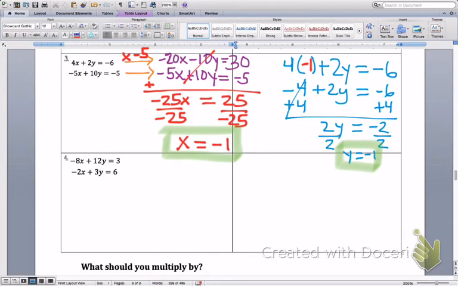So my final answer, I'm going to just put it on the left side because I kind of ran out of room on the right side. Final answer is negative 1, comma, negative 1 for this system. All right, let's get into our last problem.